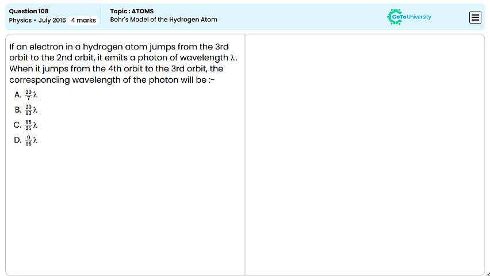If an electron in a hydrogen atom jumps from third orbit to second orbit, it emits a photon of wavelength lambda. What will be the corresponding wavelength of the photon when it jumps from the fourth to third orbit?